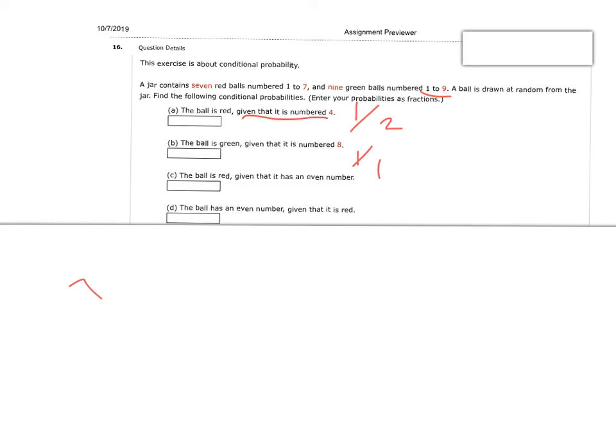And then the ball is red, given that it's an even number. So how many even numbers do we have total? Well, we have, let's see, 3 here, and then we have 4 here, so that makes it out of 7. And then how many of those are red? You can see it's these 3 right here. And then the ball is an even number given that it is red. Well, we have 7 red total, as you can see here, and 3 of those are even.